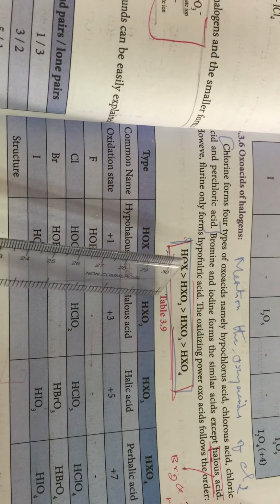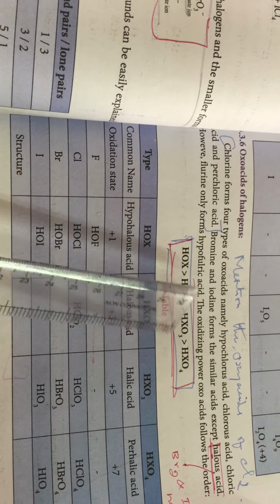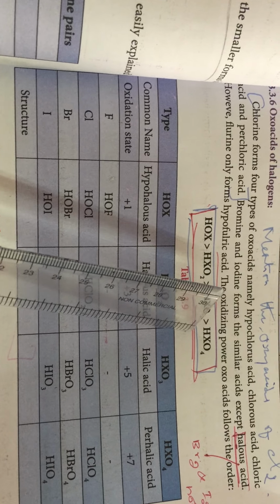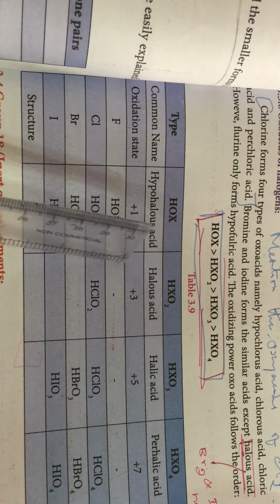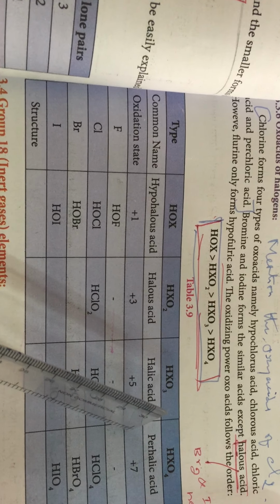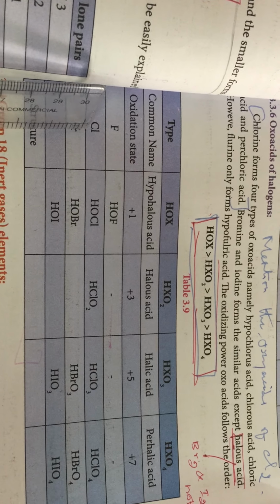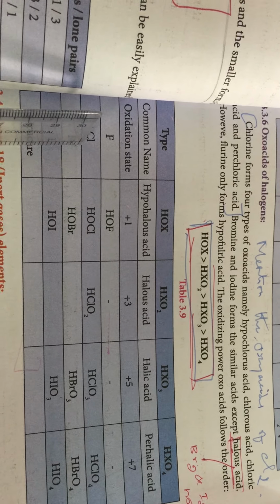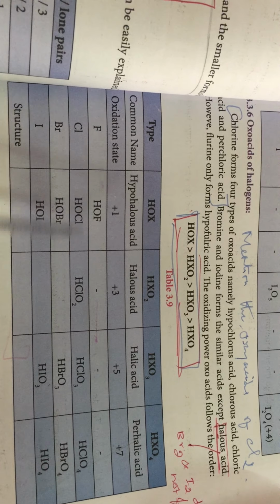Here the oxidizing power of the oxo acids is given: HOX is greater than HXO2, which is greater than HXO3, which is greater than HXO4. HOX is hypohalous acid, HXO2 is halous acid, HXO3 is halic acid, and HXO4 is perhalic acid. Among all the 4 types of oxo acids, fluorine forms only hypohalous acid. And chlorine forms all 4 types of oxo acids, and bromine forms the hypohalous acid except halous acid.